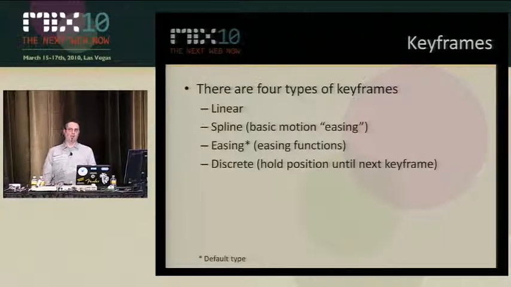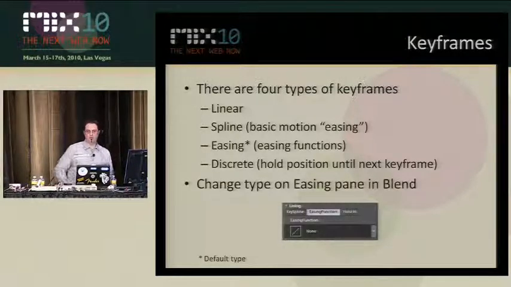A linear keyframe is not something that Blend has ever created on its own, but it's available to you in declarative animation. You can go in and type it in if you want to use it. Spline type animation allows you some basic motion easing. You can get objects to accelerate or decelerate as they're coming into or leaving keyframes. The easing spline is now the default type, and I'll show you the reason for that in a moment. That gives you access to a bunch of easing functions where you can produce bouncing or elastic type behavior as your objects are approaching keyframes. And then there is finally a discrete keyframe type. This keyframe holds an object in one position until the next keyframe is reached, and then the object immediately jumps to the other.